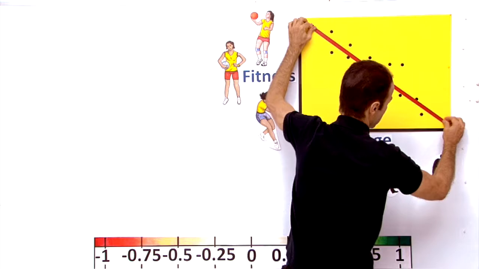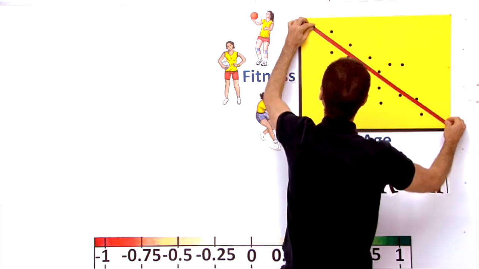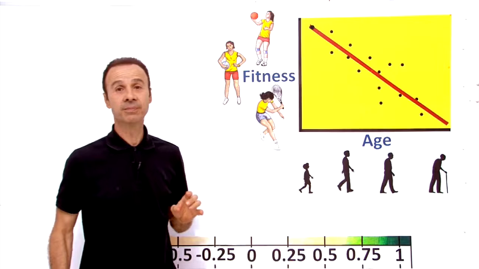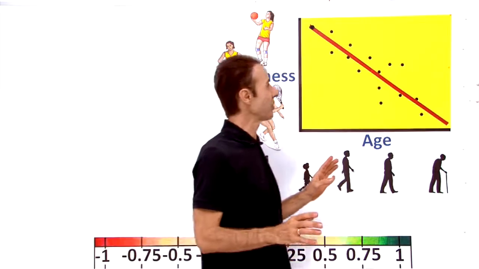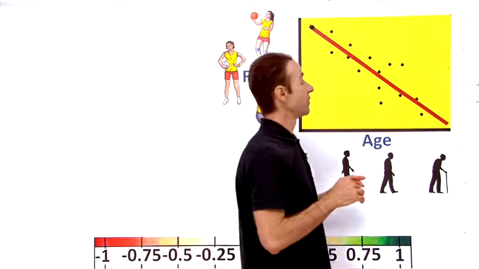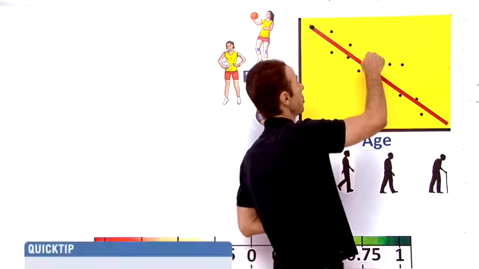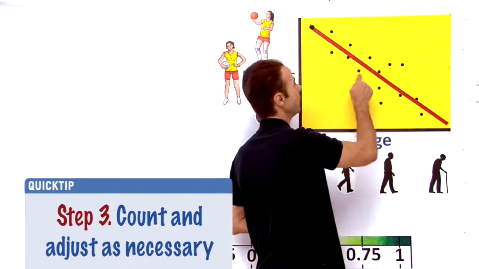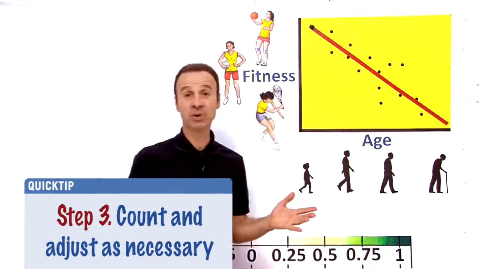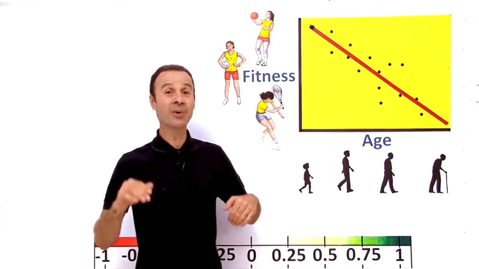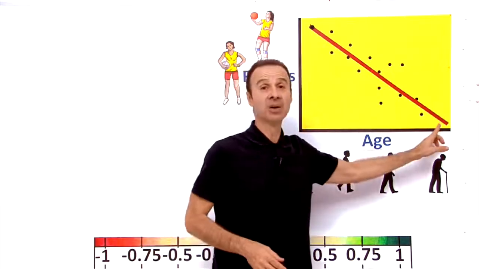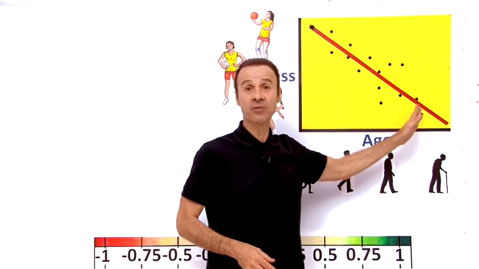Through the middle. Okay, I'll put it about there. Okay, we're going through one point. That's pretty good. Let's count the number of points above and see if it matches below. 1, 2, 3, 4, 5, 6, 7 above. 1, 2, 3, 4, 5, 6, 7 below. That's pretty good. We've got 7 above, 7 below, and it goes through one of the points. So it looks like this is the best line for the line of best fit.